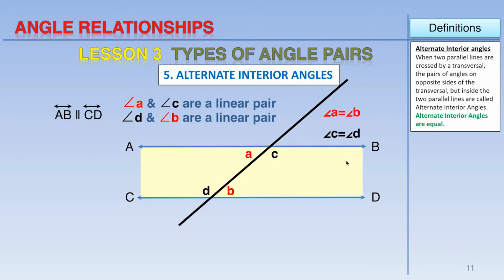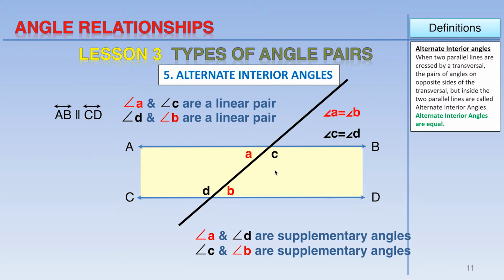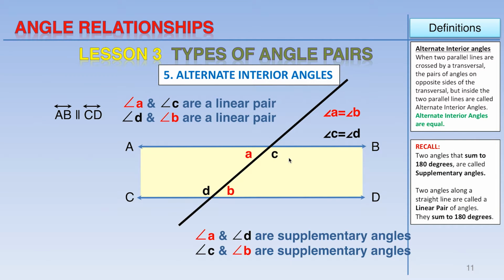Since these two are along a straight line, they are a linear pair, therefore their sum equals 180 degrees. And A and D are supplementary angles as well.